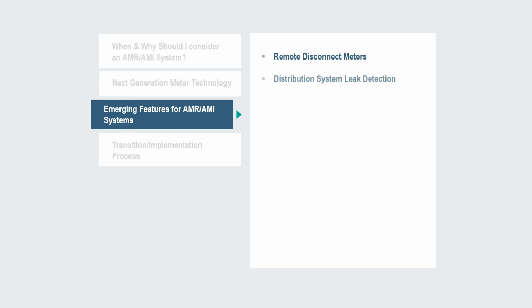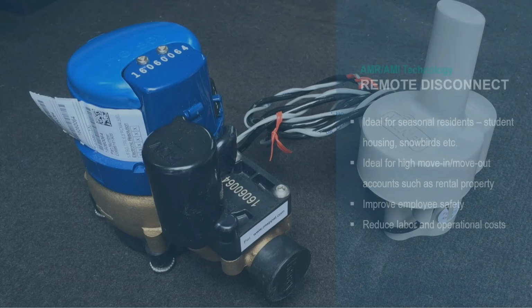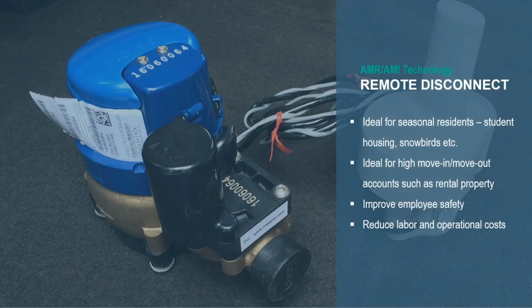Some of the other things that are emerging features in an AMR and AMI system are remote disconnect meters, distribution system leak detection, and distribution pressure monitoring. Just want to touch on a few of those things. A remote disconnect meter is a meter that has the ability to receive a signal to shut the meter off. Many times this is done manually, and it's usually done due to lack of payment.